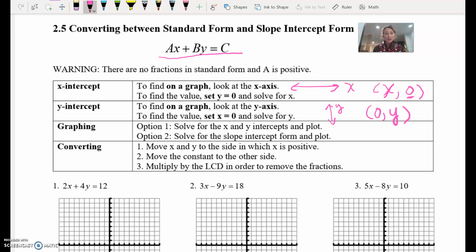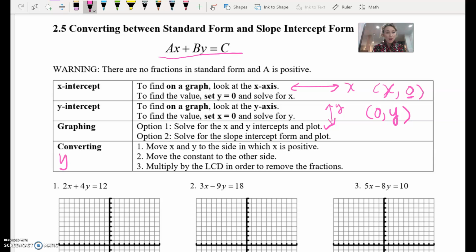When you're graphing, there are two options. Option 1, solve for the x and y intercepts, plot them, and then connect the dots. Option 2 is to solve for y like we did with literal equations so that it says y equals mx plus b. And if you want to do that, these are the steps.